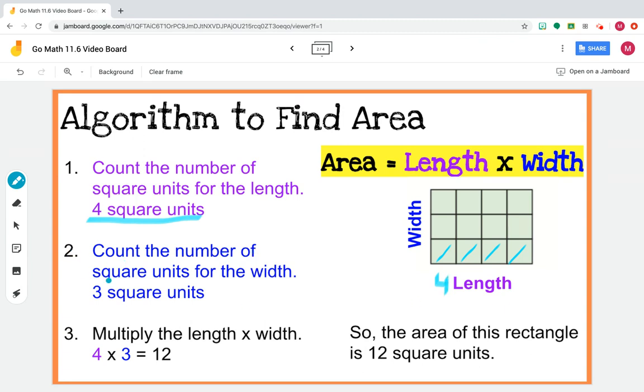Then, if I count the number of square units for the width, I would see 1, 2, 3. So my width is 3. Then I multiply the length times the width. So 4 times 3 equals 12. So the area of this rectangle is 12 square units.